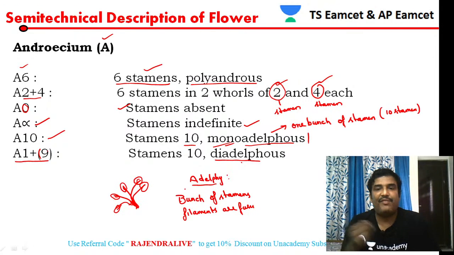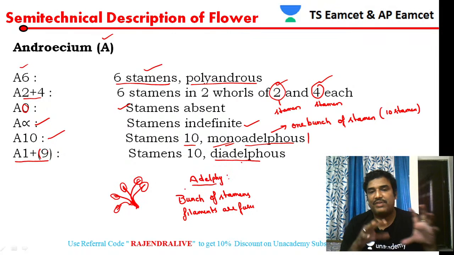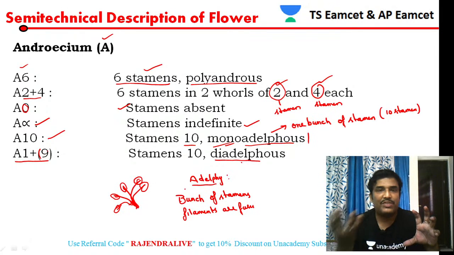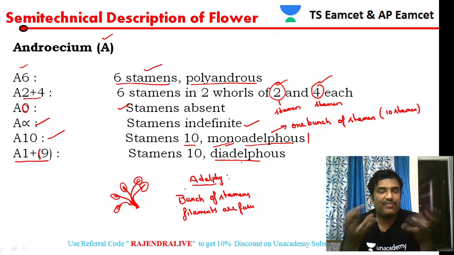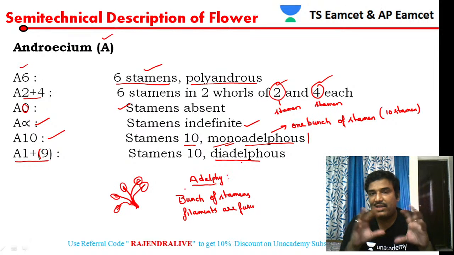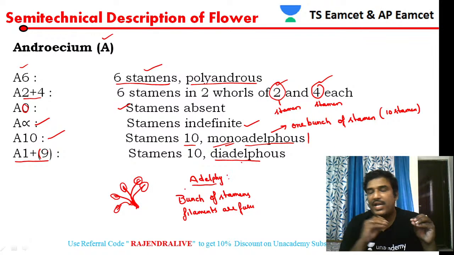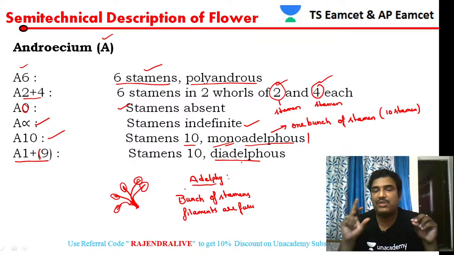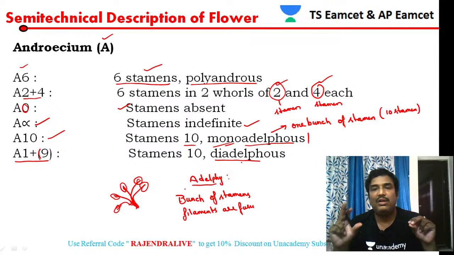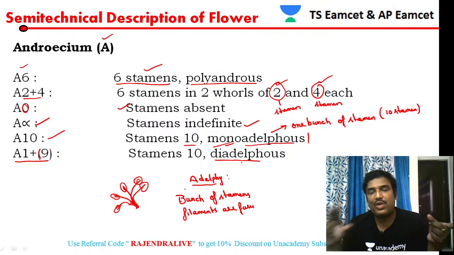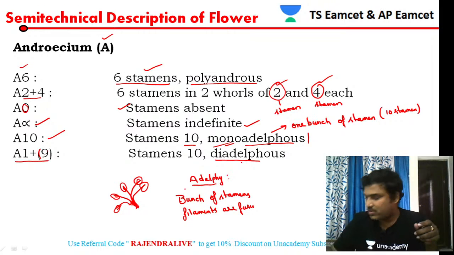Then what is adelphy? Adelphy is nothing but a bunch of stamens in which the filaments are fused, whereas the anthers are freely present. Such a condition is called adelphy. If there is one bunch of stamens, it is called monoadelphous. If two bunches of stamens are present, it is called diadelphous. Okay, so this is about the androecium.